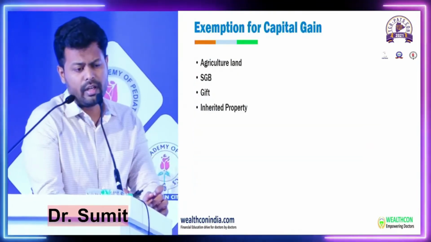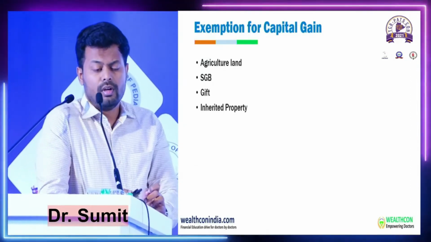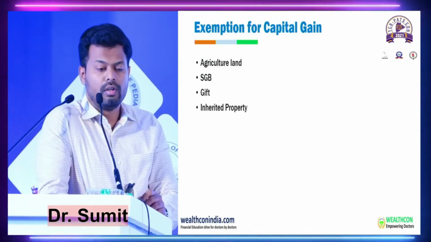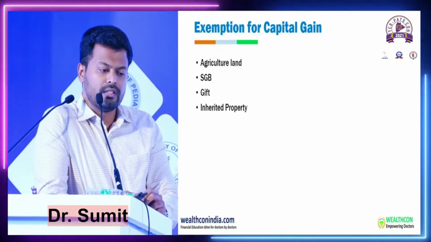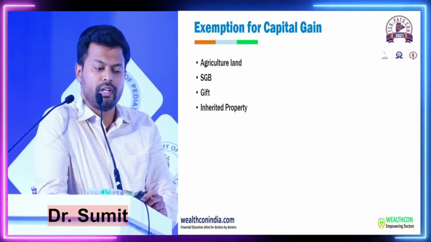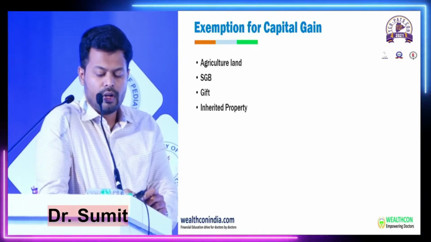For capital gain exemptions, the gains earned through agricultural land, sovereign gold bonds, gifts, and inherited property are exempted.